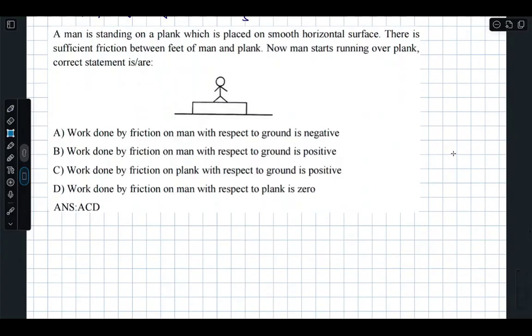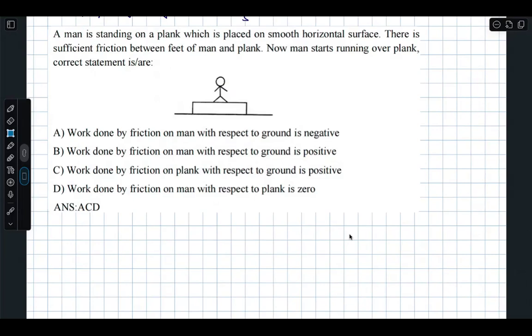Go through this question. A man is standing on a plank which is placed on a smooth horizontal surface. There is sufficient friction between the feet of the man and the plank. Now the man starts running over the plank. Correct statements are?